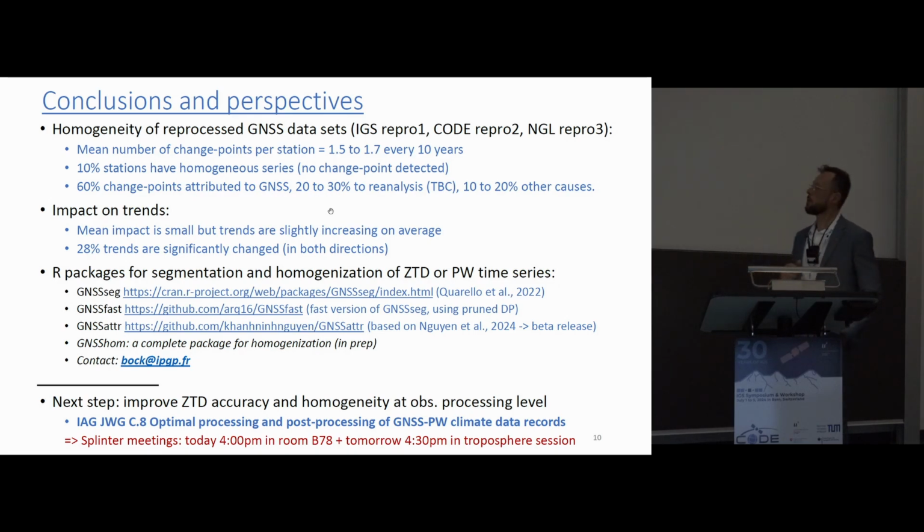Okay, so coming to the conclusions, mainly the results, I will not repeat the summary. The 2 first points are just the summary. I want to advertise that we have R packages which implement the method. The GNSS segmentation, we have 2 versions. The first version called GNSSseg, and then we developed a fast version based on the pruned dynamic programming method, so we would recommend to use that one.